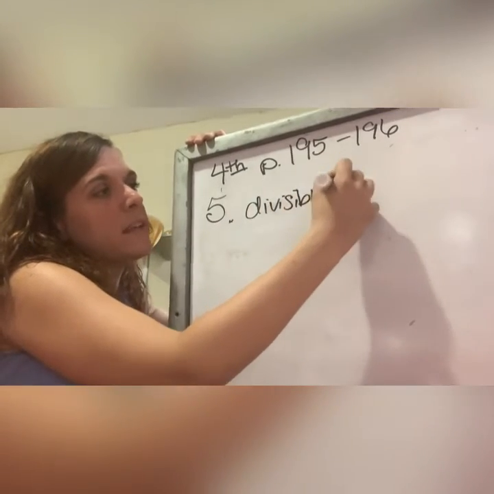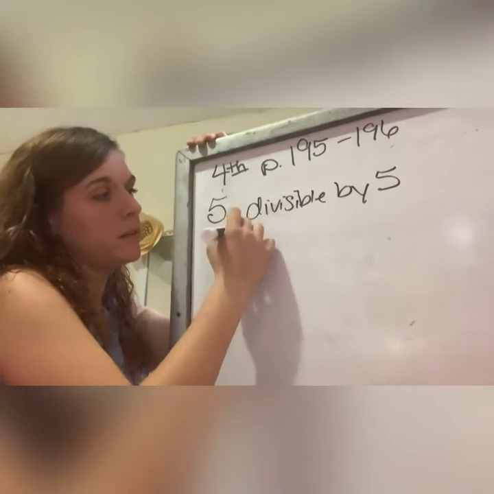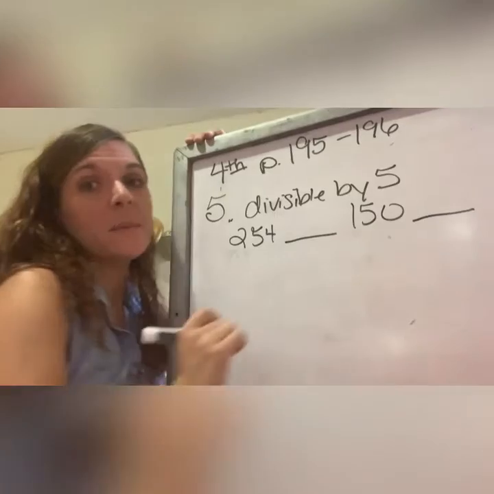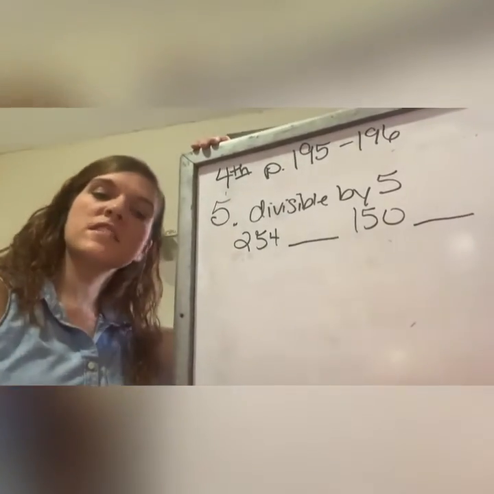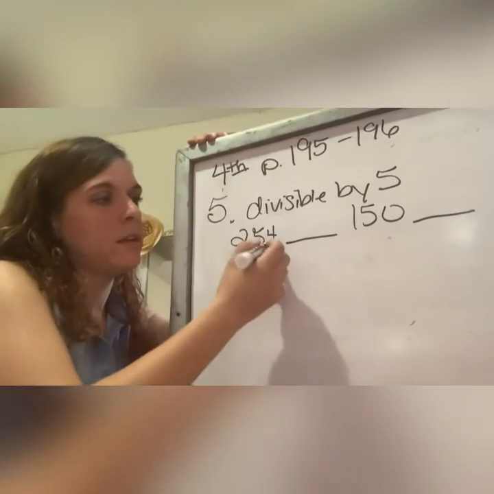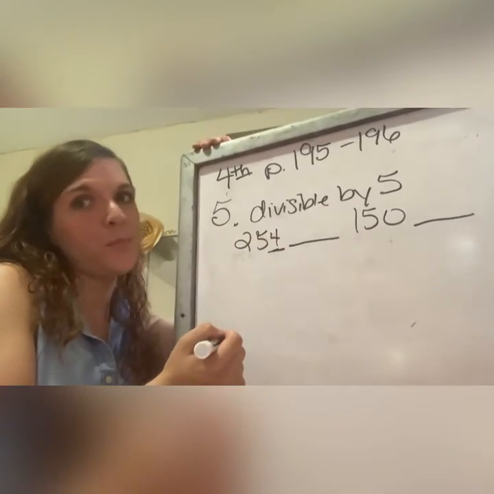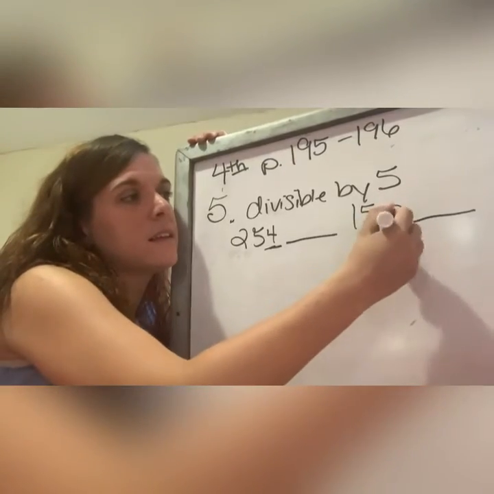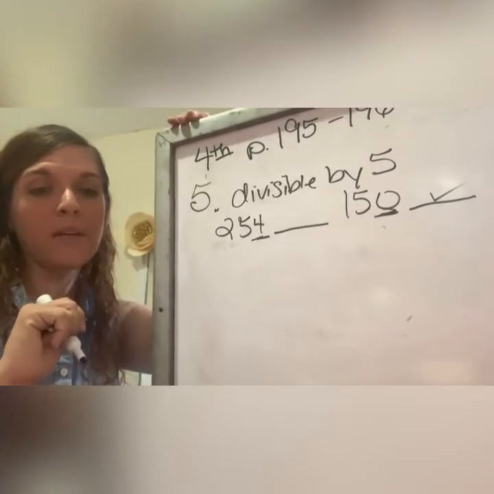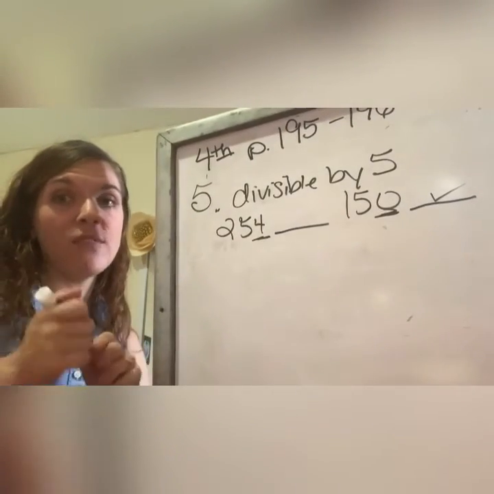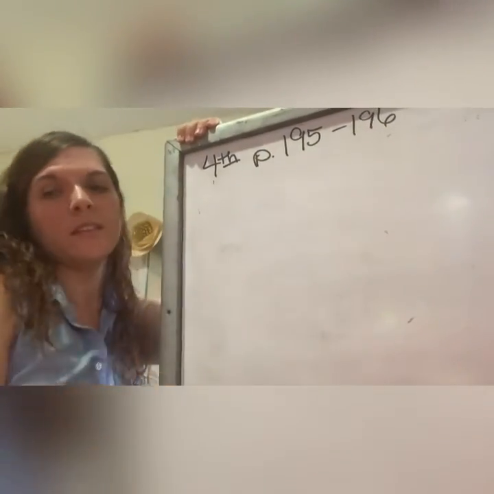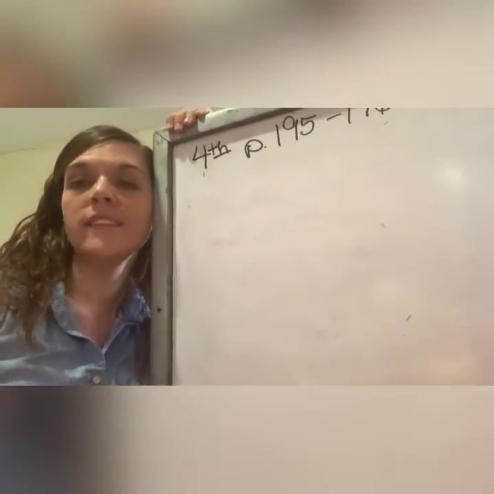Okay, then the next one we're doing is divisible by 5. Divisible by 5 is a piece of cake. Something is divisible by 5 if it ends in 0 or 5. Does this end in 0 or 5? Nope. So not divisible. Does this end in 0 or 5? Yes. So you know it's divisible by 5. Look at the next one, 75. Does it end in 5? Yes. Look at the next one. No. Okay, and so on and so on.